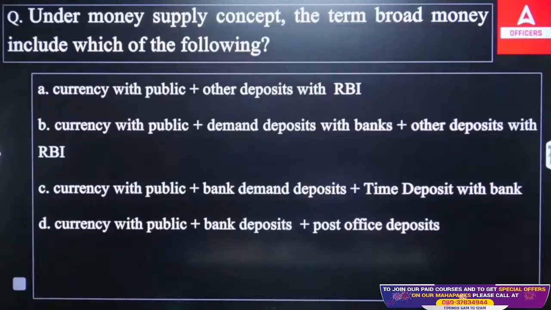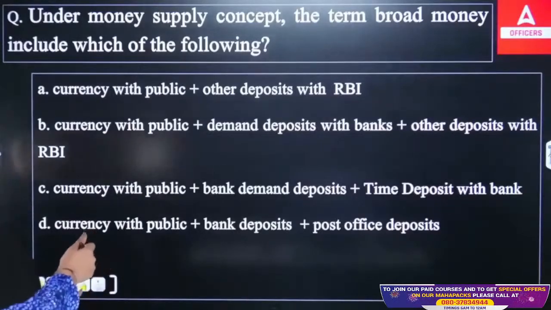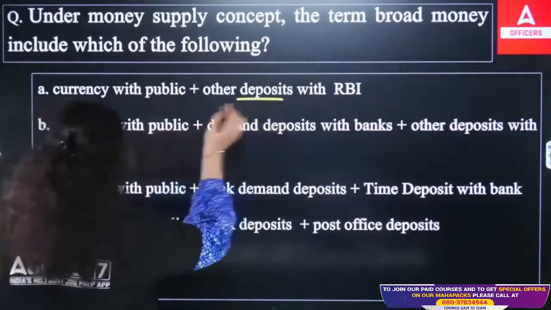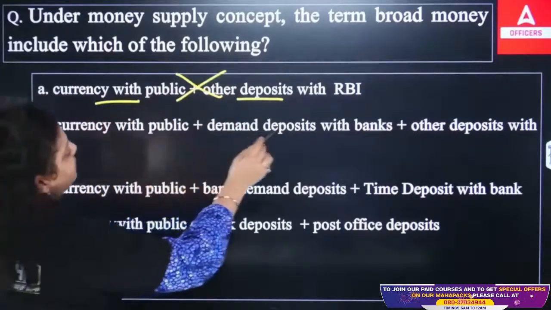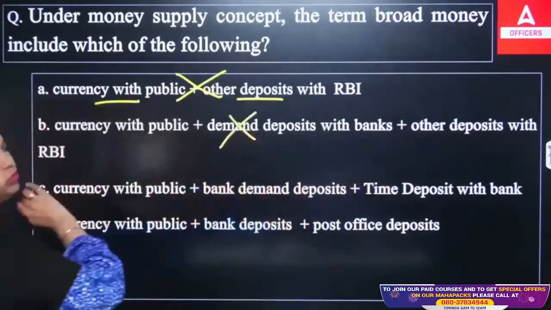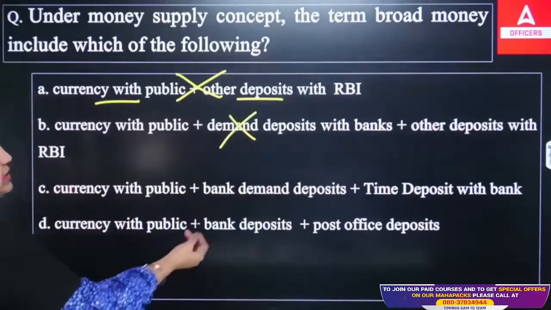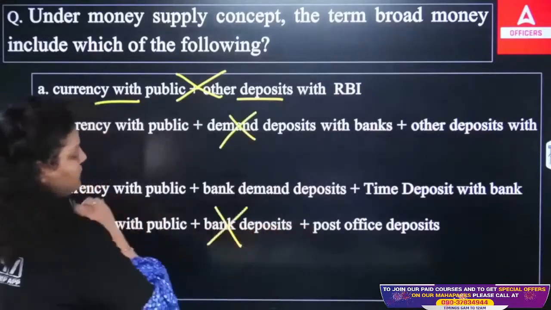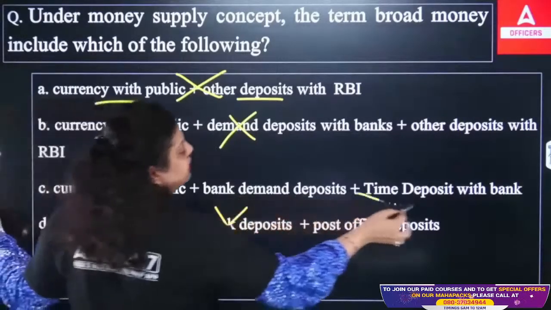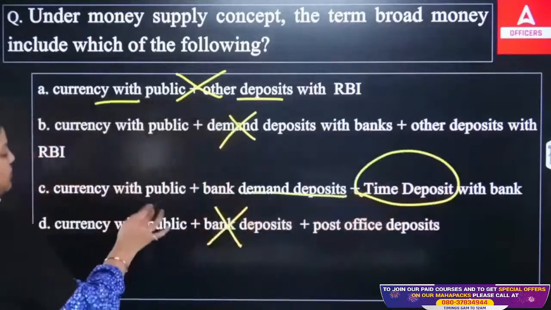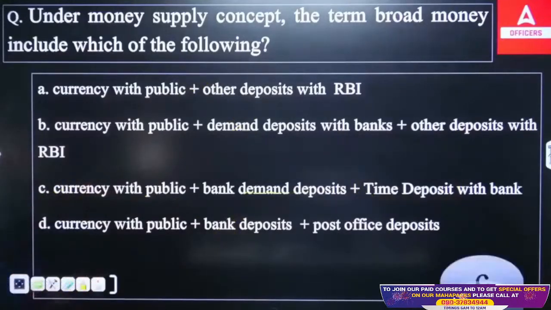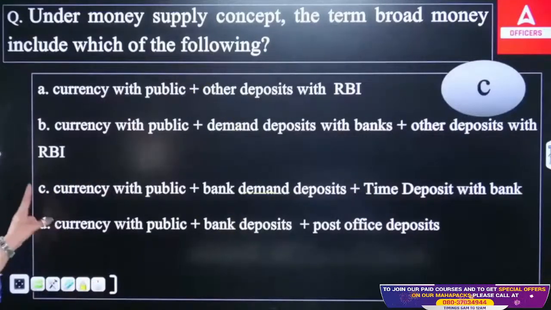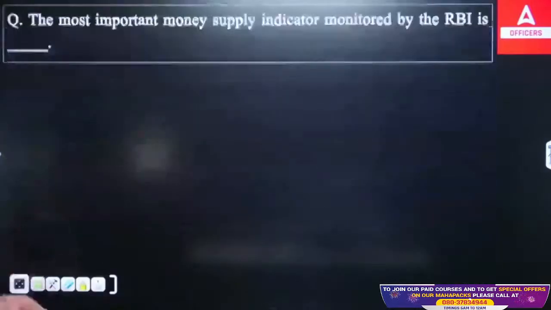Okay, so this particular question is asking what is M3, and you can see M3 will include the term deposit. The first one has demand deposit and public deposit; it does not include term deposit. Then we have currency with public, demand deposit, other deposit with RBI; it also does not have term deposit. The fourth one is saying currency with public plus bank deposit plus post office deposit, but it does not include time deposit. Here we have the time deposit with bank, the demand deposit of a bank, and the currency with public. So the right answer will be your C option, which will cover the time deposit. It means it will be covered under M3, and broad money means M3 only.